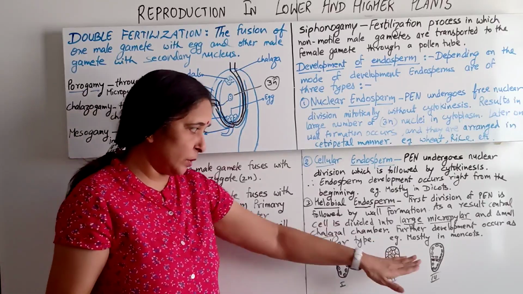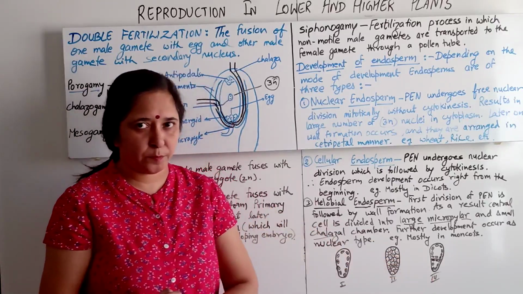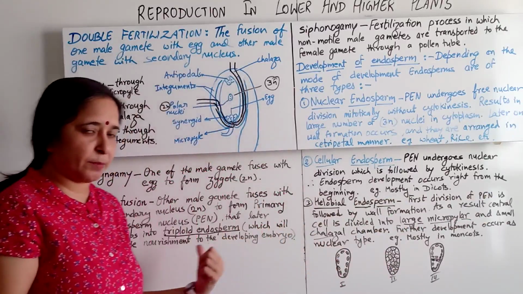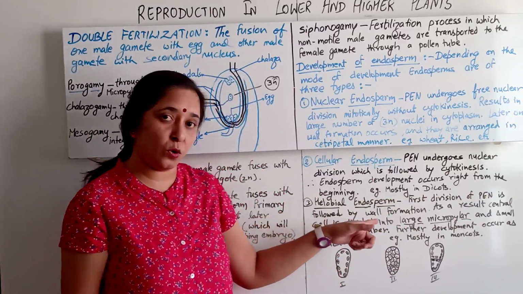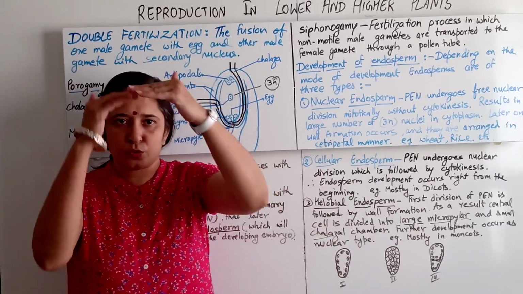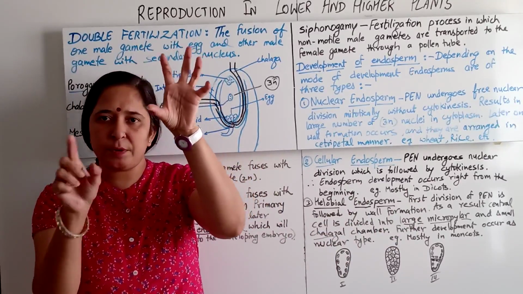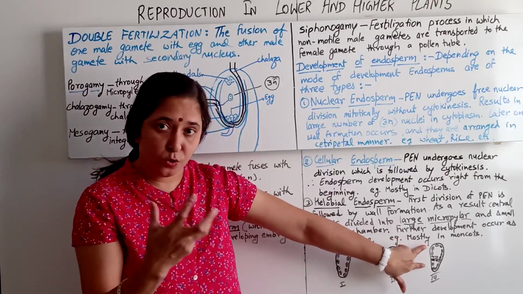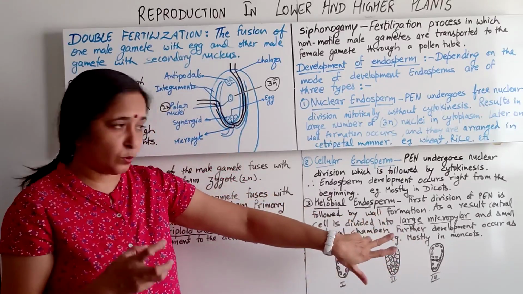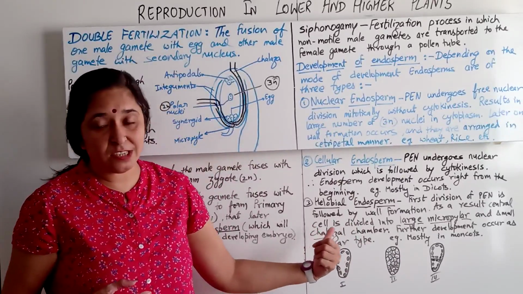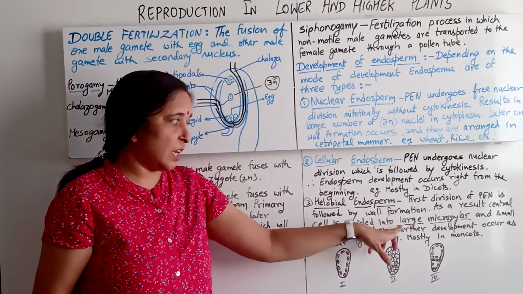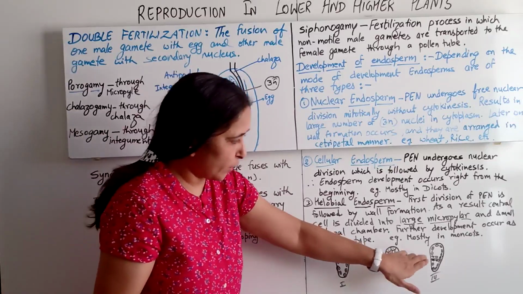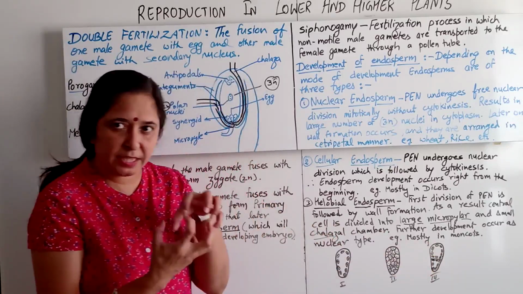Now the last one is the helobial endosperm. How does this form? The first division of the PEN, the primary endosperm nucleus, is followed by wall formation. So first karyokinesis, then wall formation, and it is divided into two chambers. As a result, the central cell is divided into a larger micropylar and a smaller chalazal chamber.